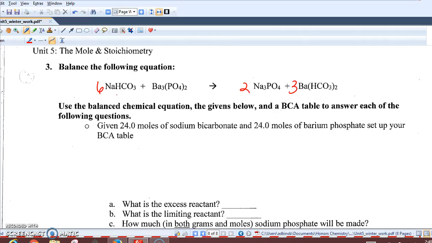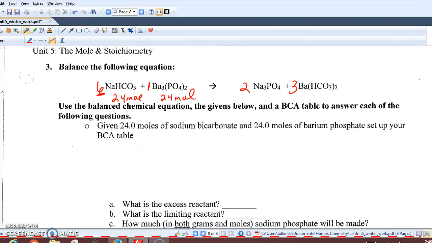They tell us we have 24 moles of this and 24 moles of this. And so, I know sometimes students get into this pattern of, oh, okay, I take the given, I divide by the coefficient, but I want you to think about what this means. You've got equal amounts of reactants, right? You've got 24 moles of both. And if you look at the coefficients, what this recipe is saying is it takes 6 moles of the sodium hydrogen carbonate for every 1 mole of barium phosphate. So think about that. If you had 6 moles of this, it would require only 1 mole of that.